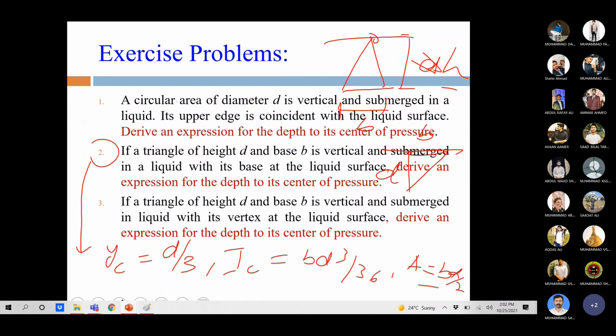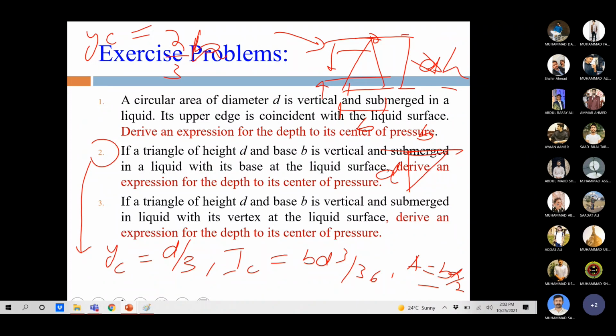So what would be YC for problem 3, for this figure? What will be YC? Sir, B/3. No, B/3 would be from here. It would be 2/3 of D, or H, you can say. You have to look from the top. So from here it is 2/3, from here it is 1/3. So you have to use 2/3. The other things are clear to you. Moment of inertia I is BD cube by 36 and area would be BD by 2.